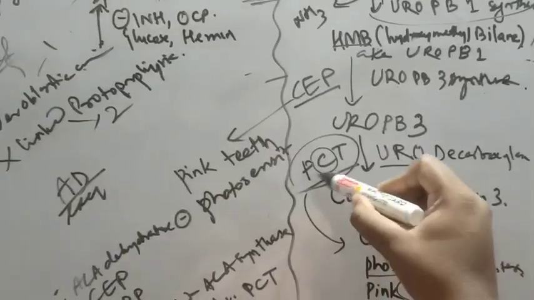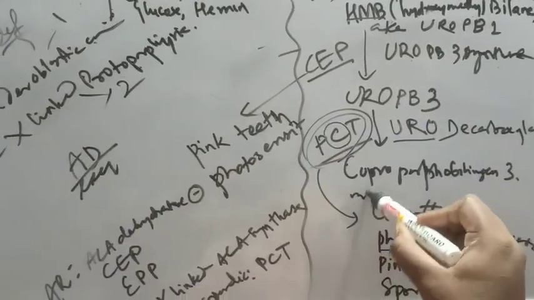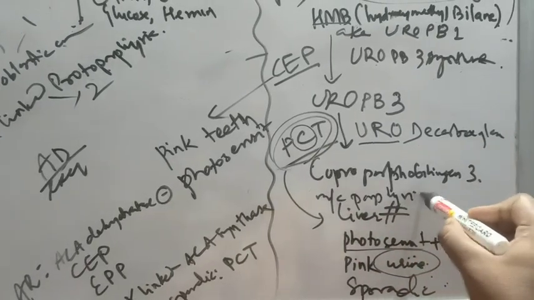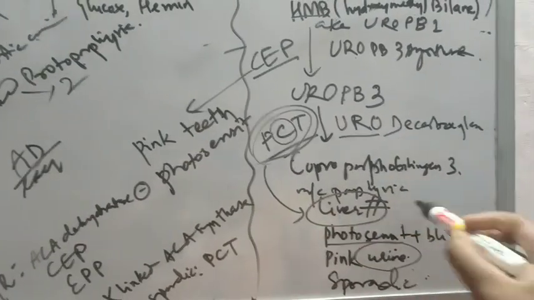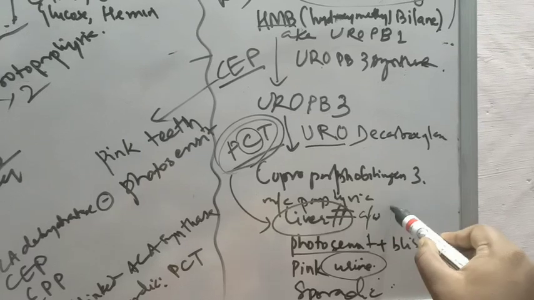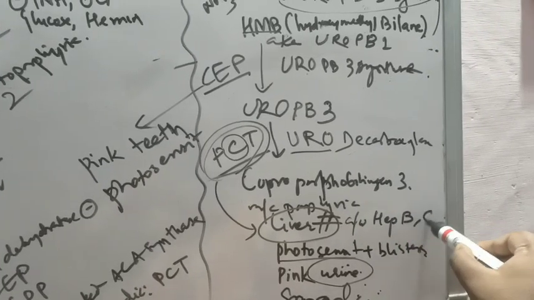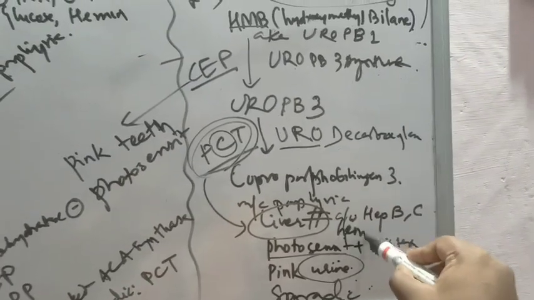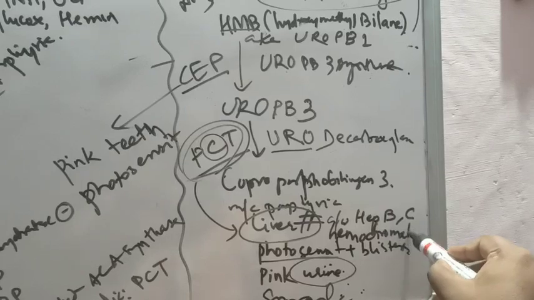Also remember that PCT is the most common porphyria. PCT is the most common porphyria. And from the liver, you remember that this PCT is also associated with hepatitis B, hepatitis C, and hemochromatosis. Okay.